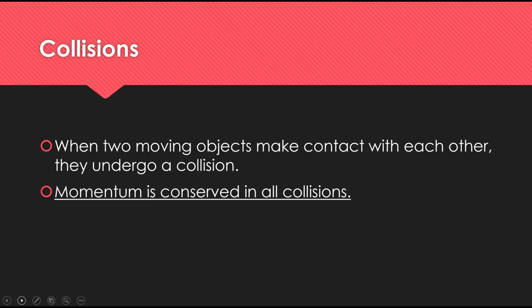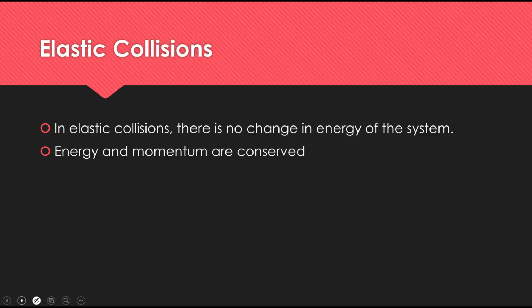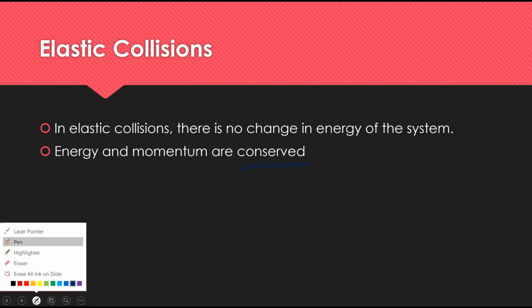When two objects make contact with each other, they can either start apart and then hit, or they can start together and move apart. Anytime they make contact, that's a collision. And in every single collision, we learned in our virtual lab, momentum is conserved. So in elastic collisions, we conserve momentum still. Momentum stays the same before and after.